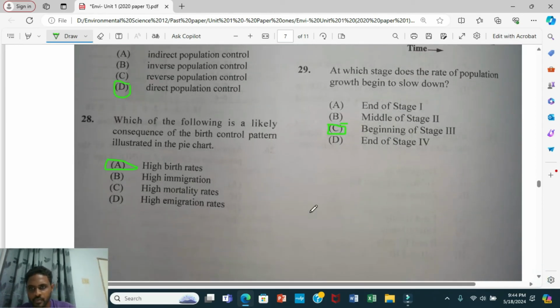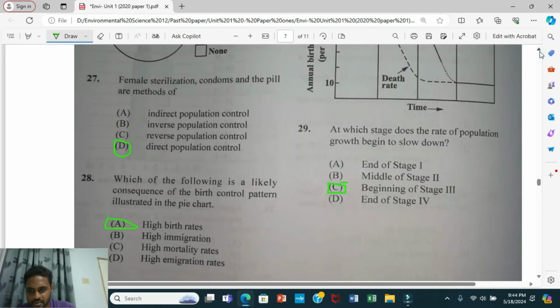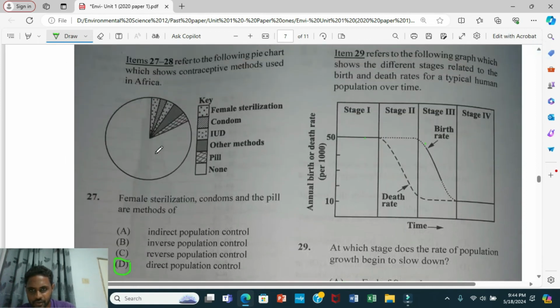28. Which of the following is a likely consequence of the birth control pattern illustrated in the pie chart? The answer is A. High birth rates. If you look here, guys, it said this part here shows that no contraceptive was used. So of course, you'll have more children being born, more pregnancy. All right.